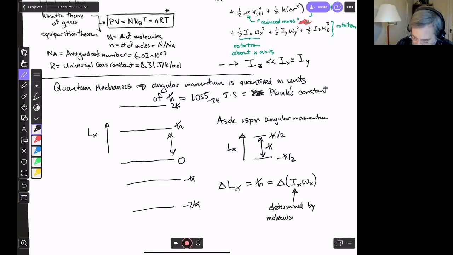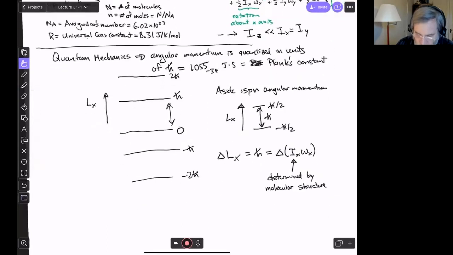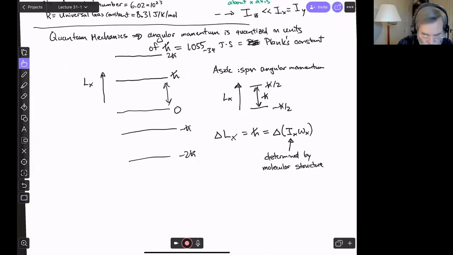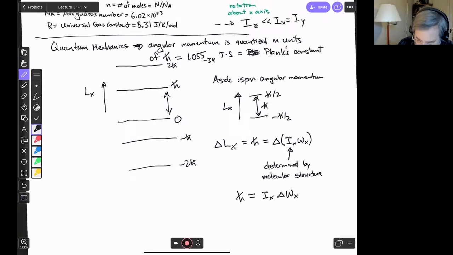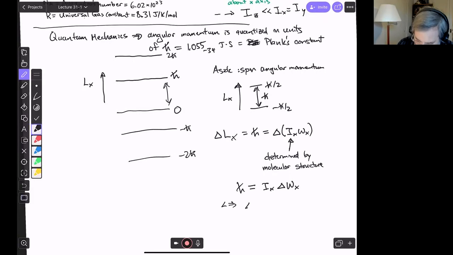And so it doesn't change. It's a constant. So if we think about changing the angular momentum, really you're not thinking about changing the shape of the molecule, but rather just changing the speed at which it's rotating. So I could rewrite that delta L sub x as, I can pull out the I sub x part and multiply it times delta omega sub x. And so h bar is I_x delta omega sub x, and so I could rearrange this to delta omega sub x equals h bar over I sub x.